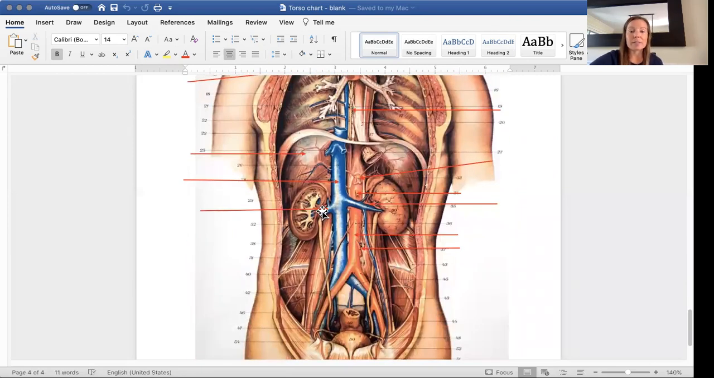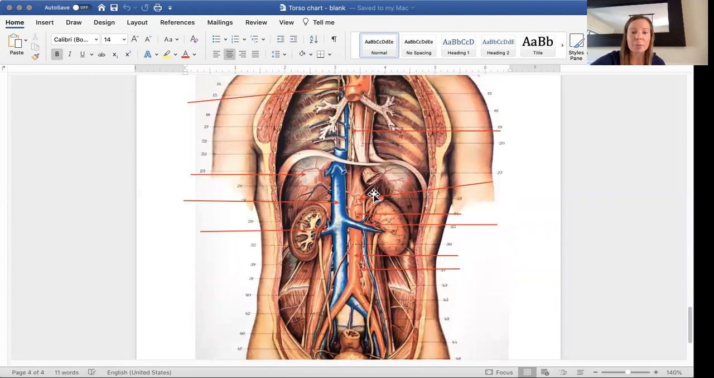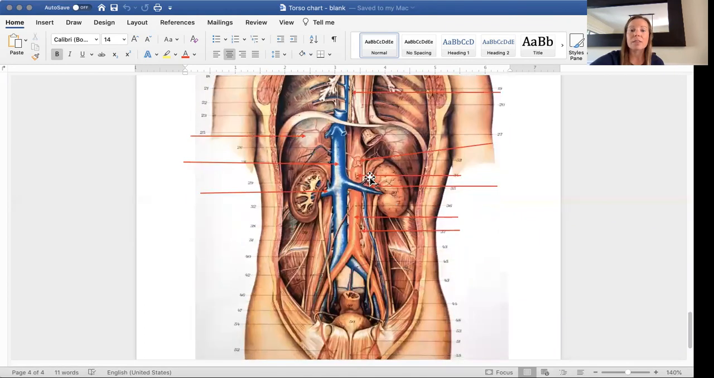This is the renal vein, same thing on this side. This arrow is pointing again to the celiac trunk. This arrow is pointing to the superior mesenteric artery. Down here, this little one right here is the inferior mesenteric artery. So these three, celiac trunk, superior mesenteric, and inferior mesenteric, are all branches off of the abdominal aorta.